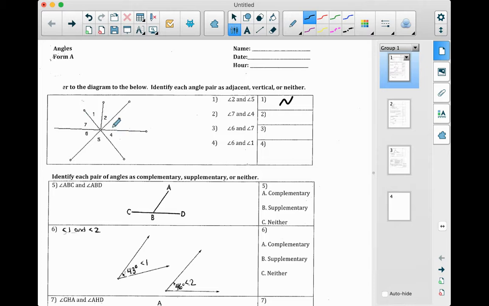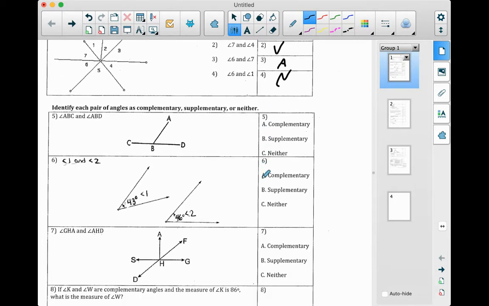7 and 4. 7 and 4 are vertical because we have these two lines intersecting and they're straight across the intersection point. Okay, they're the same size. They are vertical. 6 and 7 are right next to each other, so they are adjacent. Okay, and number 4, 6 and 1. 6 and 1 are not right next to each other. There's an angle between them. They're not vertical either, so those are neither.